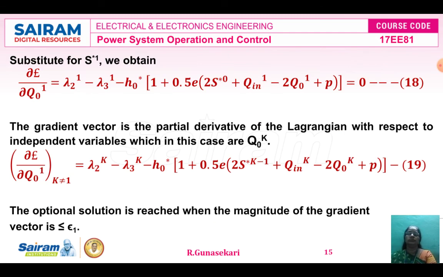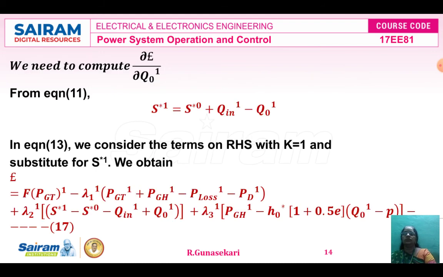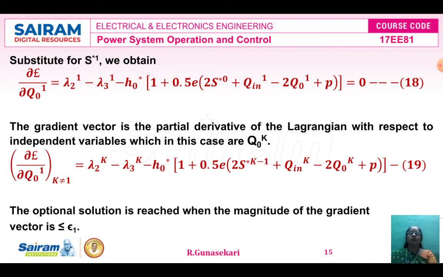So we are getting equation 17. In equation 13, we substitute k equal to 1 and we get equation number 17. Now you can substitute s*1. Now we get ∂L/∂q01, the dependent variable, equal to lambda 21 minus lambda 31 minus h0* into (1 plus 0.5 e into (2 s*0 plus qin1 minus 2 q01 plus p)). This is equation number 18.